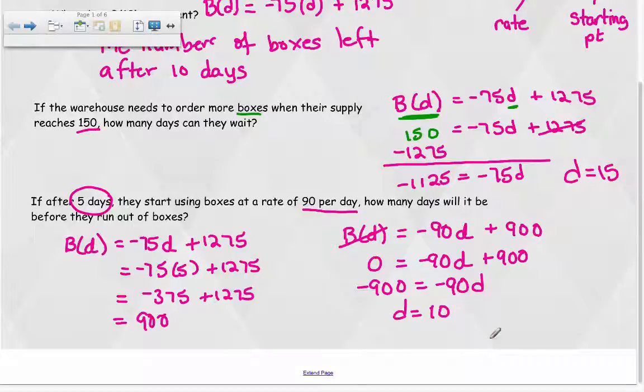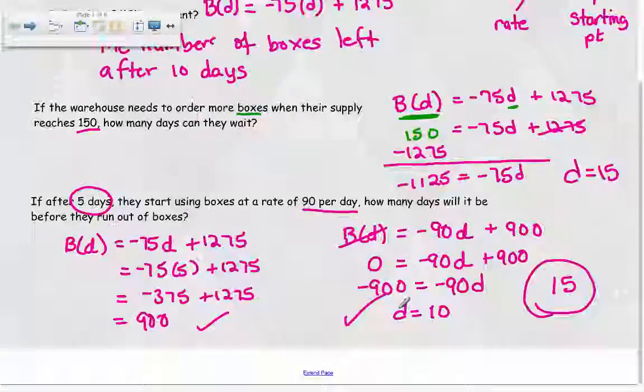So again, what's my final answer? If after 5 days they start using more, how many days before they run out of boxes? Well, the answer is 15. Because 5 from the first rate plus 10 from the next rate gives me a total of 15 days.